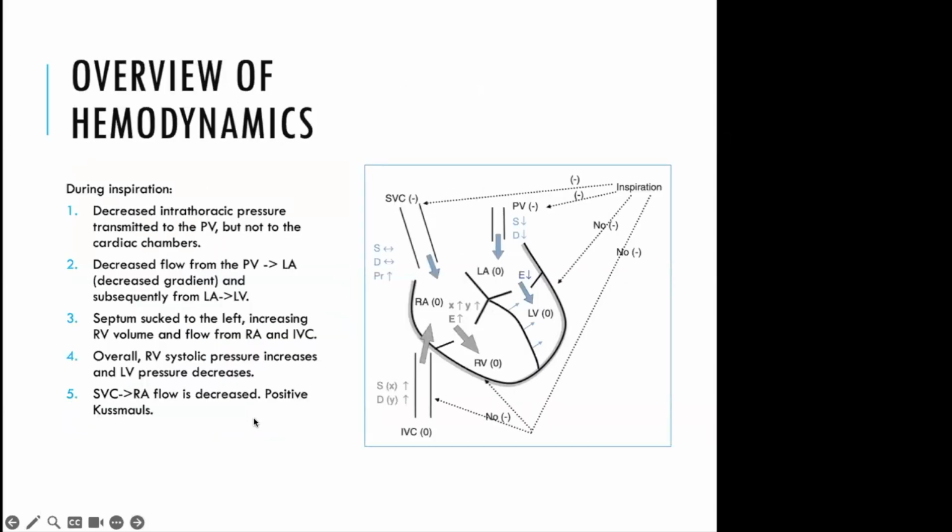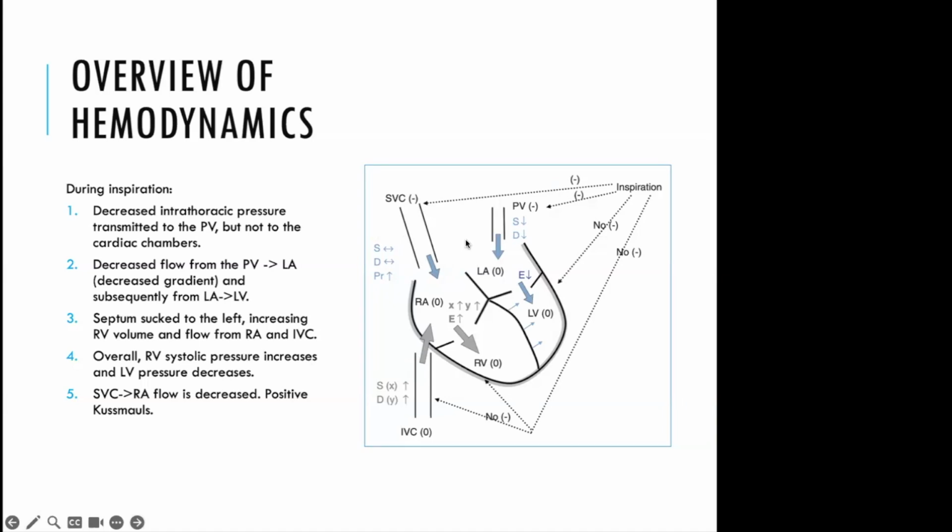Now, how our cardiac chambers react during respiration is the most important concept to understand when it comes to understanding constrictive pericarditis. With constrictive pericarditis, there's dissociation of intrathoracic pressure and intracardiac chambers. What that means is that with inspiration, there are decreased intrathoracic pressures, or pressures within our chest, that are transmitted to the pulmonary veins, but not to the cardiac chambers.